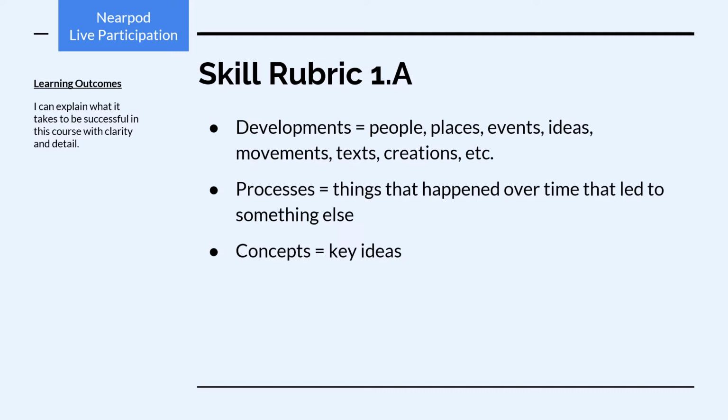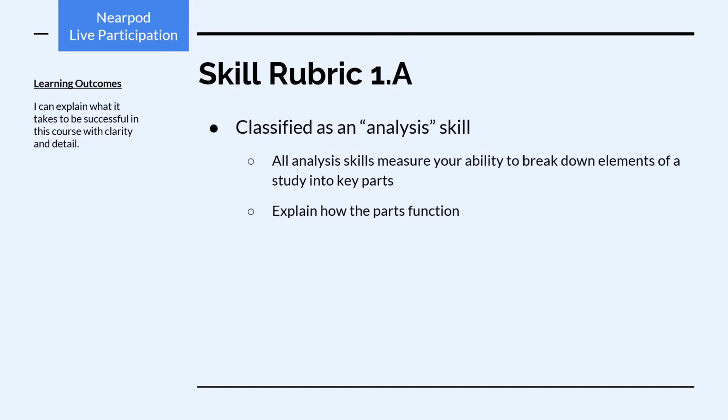Processes are the things that happened over time and that led to something else. Concepts, pretty easily understood, are just the key ideas from history. Skill 1.A is classified as an analysis skill.